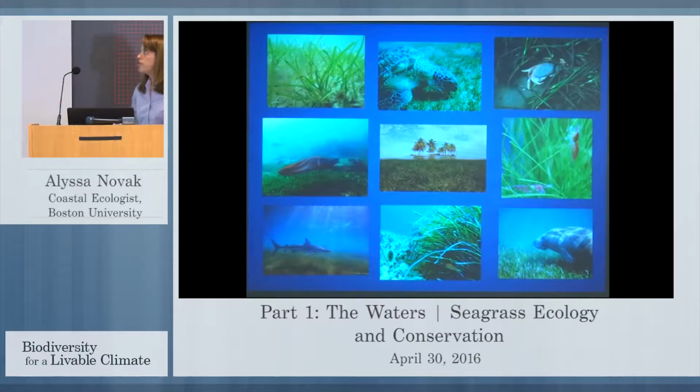Here are some images just showing you different organisms utilizing seagrass habitats. The left top, we have periwinkles that are grazing on the seagrass leaves. And we have sea turtles that use beds. They actually eat seagrass. This is a native rock crab that forages inside seagrass habitat. We have squids, we have shrimp, sharks can be found in seagrass beds. You can also find coral fish, and this is a manatee on the bottom right-hand corner.